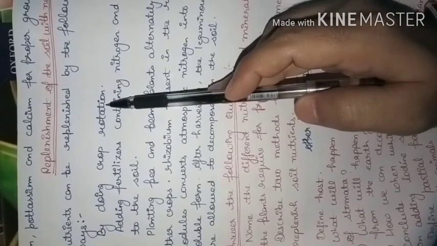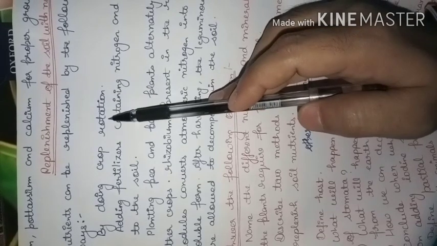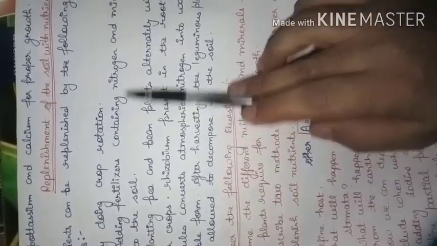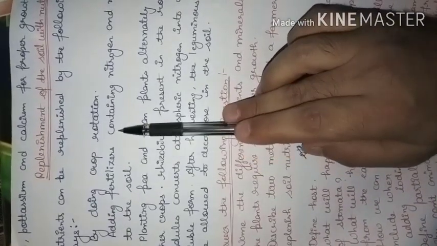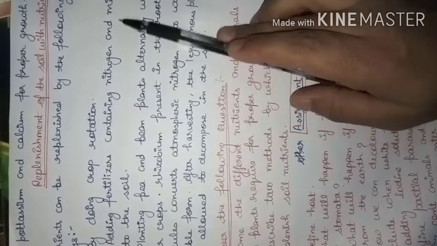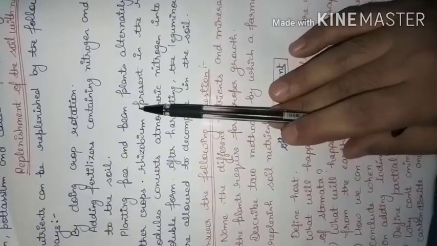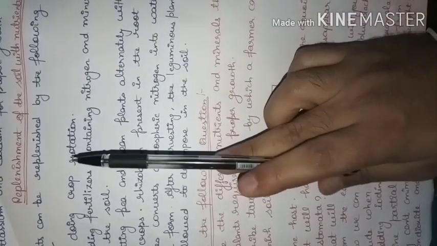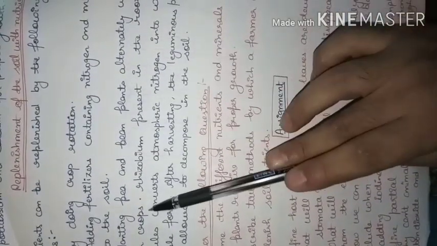So a time will come when the soil becomes barren and cannot be suitable for growing plants. Next method is by adding fertilizer containing nitrogen and other minerals to the soil. We can add fertilizer or manure which contains nitrogen or other minerals to the soil, which helps in re-adding the nutrients to the soil. Next method is by planting pea and bean plants alternatively with other crops. It is the same as crop rotation. How? We grow pea and bean plants alternatively with other crops.